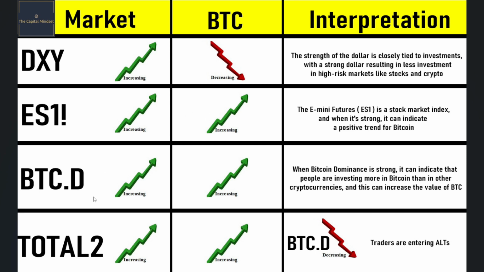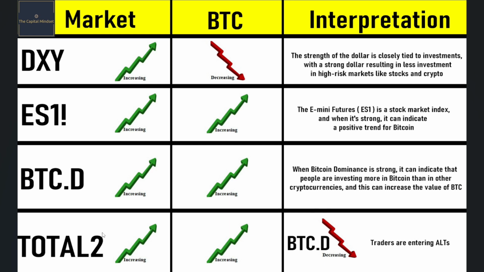Then we have the Bitcoin dominance. When this goes up and Bitcoin goes up, we talked about this on the last graphic, this can indicate that people are investing more in Bitcoin than other cryptocurrencies, and this can increase the value of Bitcoin. So when more people are buying Bitcoin, it's increasing the Bitcoin dominance, and the altcoins are suffering.